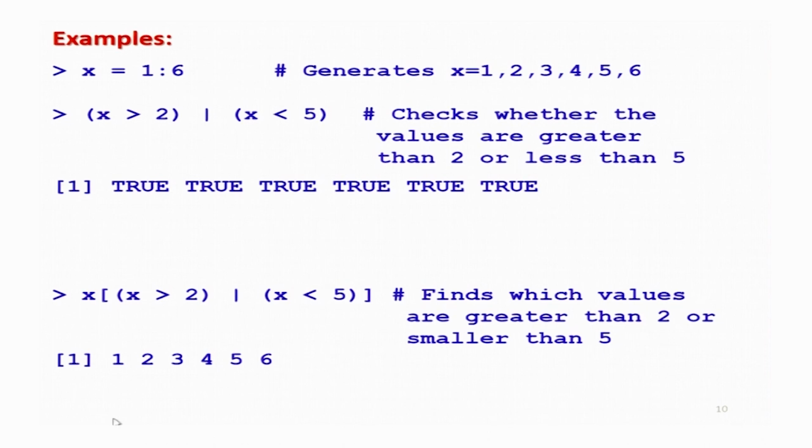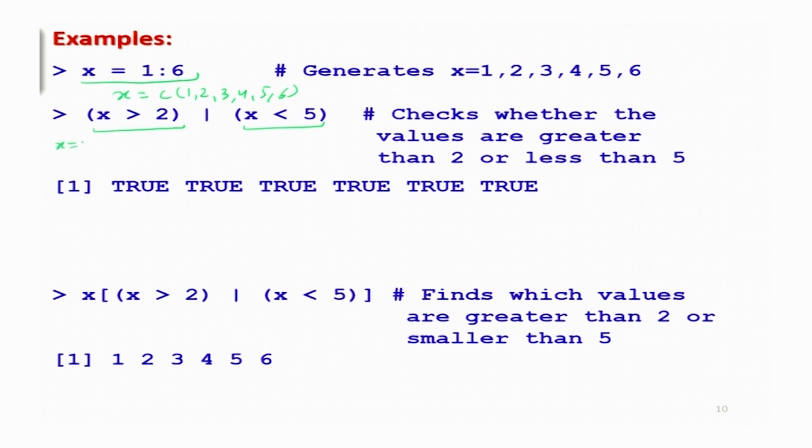So, now I once again take the same data vector x equal to 1 to 6, and I try to take a condition that x greater than 2 or x smaller than 5. I want R to check whether this condition, x greater than 2 or x smaller than 5, is true or false for this data vector x equal to 1, 2, 3, 4, 5 and 6. So, what will happen?